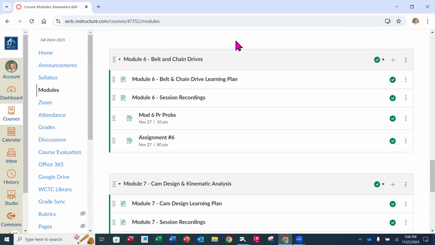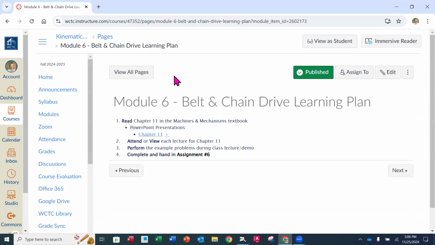Okay, so we're going to be looking today at the start of Module 6. This is going to be divided into two main parts. It's going to be Chapter 11, but we're covering belt and chain drives. Today, we're going to focus on belts. The next time we get together, we will focus on chains. So let's take a peek at the learning plan and what's out here.